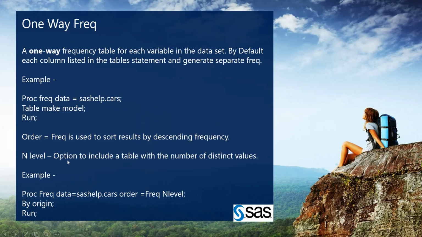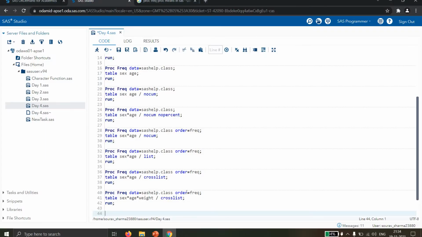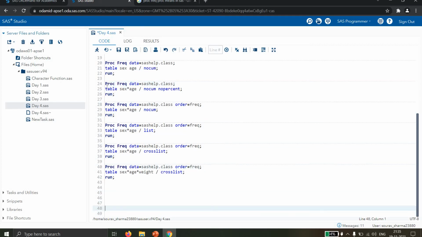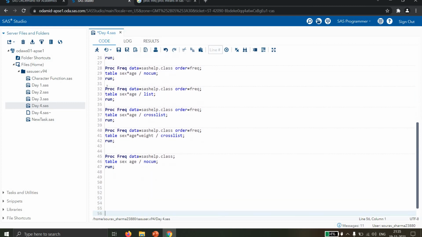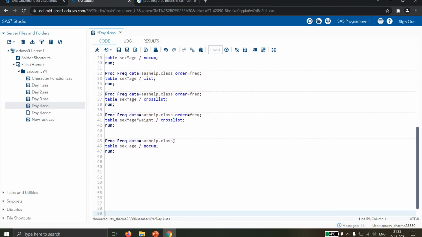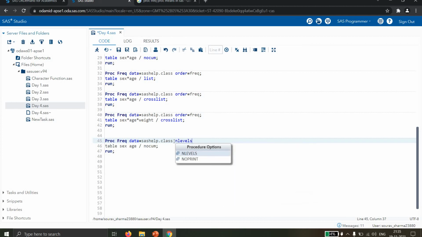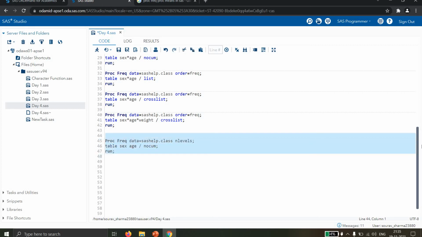Next we have the nlevels option. The nlevels option includes a table with the number of distinct values. Let's suppose I'm looking for how many distinct values are available in my data. Let's suppose I'm copying this. For nlevels you only need to write nlevels here, and nlevels gives us the distinct counts.